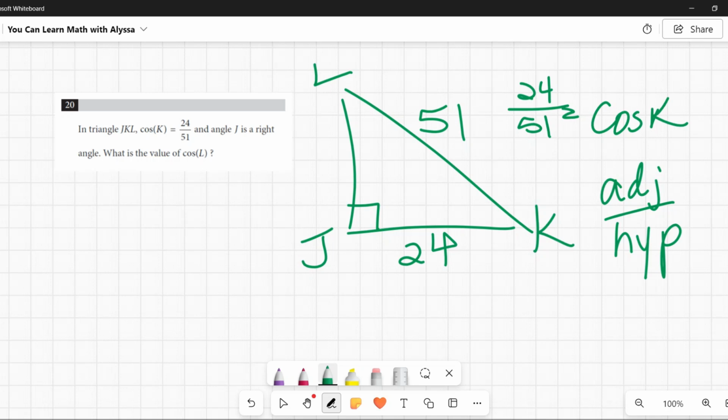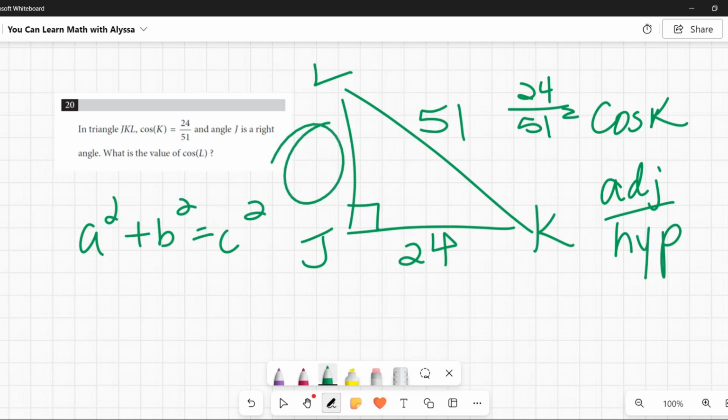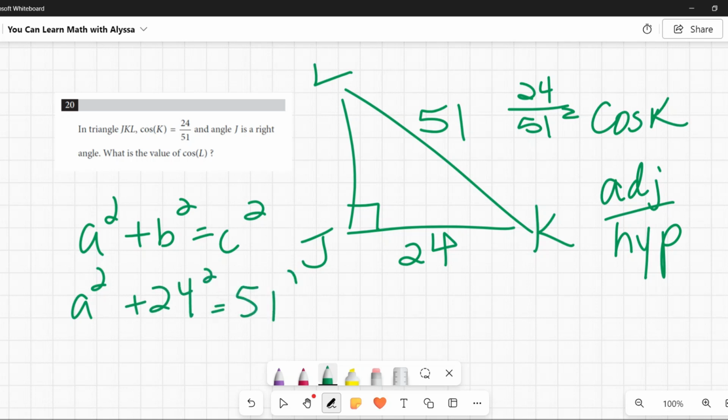Now, there are a couple of different things you can do at this point. We can go ahead and use a squared plus b squared equals c squared to solve for our missing side, because we're going to need it to find the cosine of L. Because for L, we need the adjacent side of L over the hypotenuse, so we need that side. So we can absolutely plug in and say a squared plus 24 squared equals 51 squared.